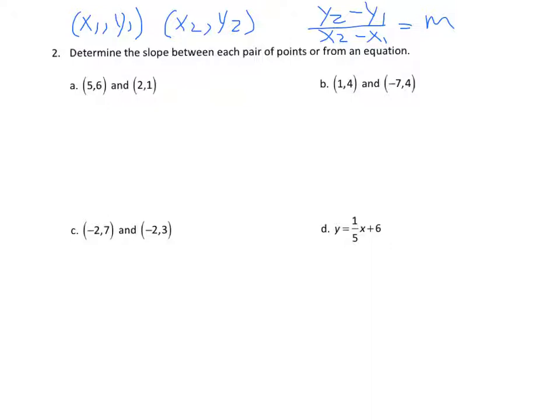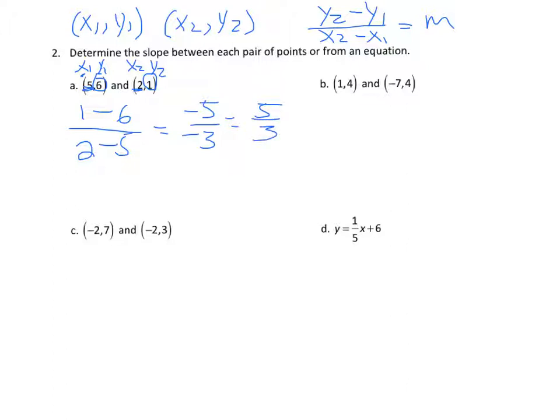In this first example, I can label x1, y1, and x2, y2 if I want. On the top of the fraction, I subtract the y's, and I'm starting with the second y, 1, minus the first y, 6. Since I started with the second point for the y's, I need to start with the second point for the x's. So I do 2 minus 5. 1 minus 6 is negative 5. 2 minus 5 is negative 3. The two negatives cancel out and make a positive 5 over 3.